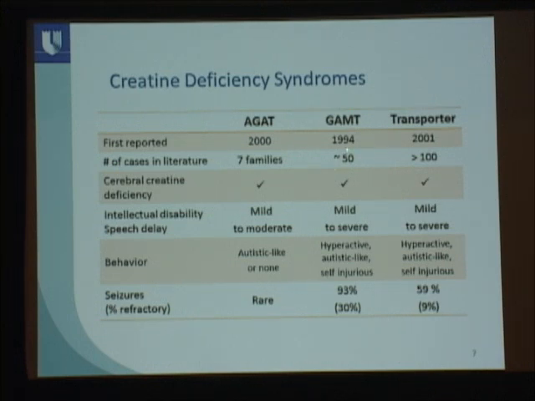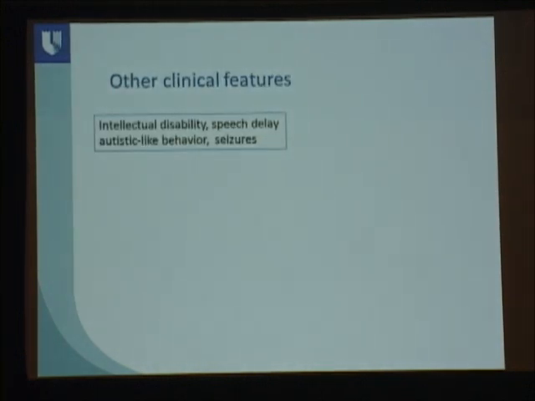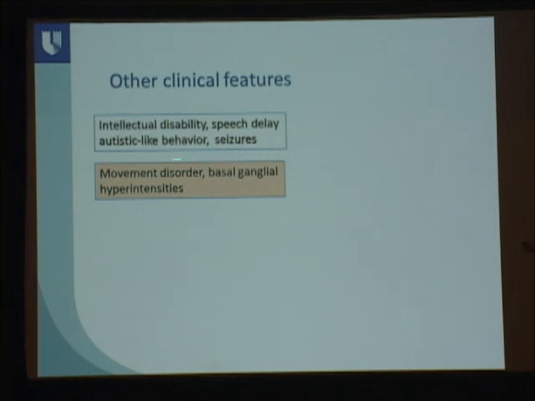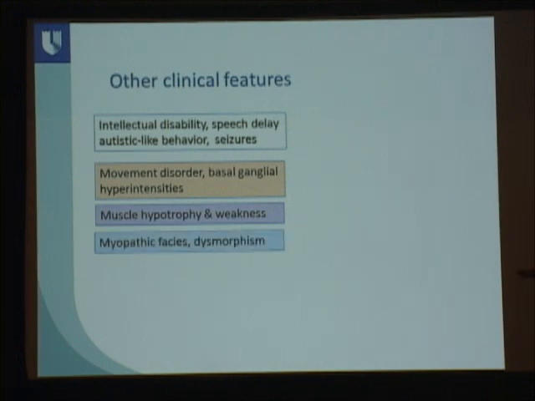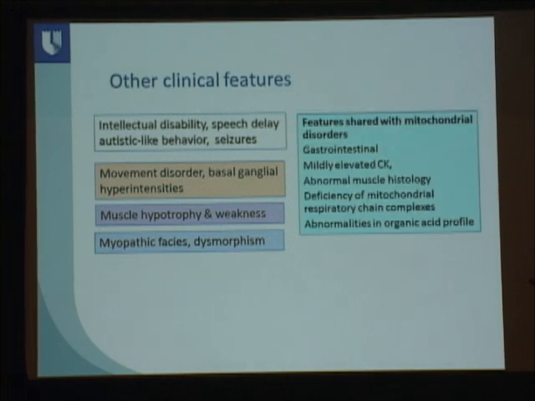For instance, in guanidino acetate methyl transferase deficiency, seizures are observed in a majority of patients, and in about 1/3 they are refractory. And this is because not only do you have creatine deficiency, but you also have an accumulation of guanidino acetate, which is neurotoxic. So in addition to these shared typical features, there are also some movement disorders associated with guanidinoacetate methyltransferase deficiency and the transporter. There is myopathy, and this is a feature for AGAT, which is one of the most rare of the three. There is dysmorphism associated with the creatine transporter deficiency in some patients, but not all.